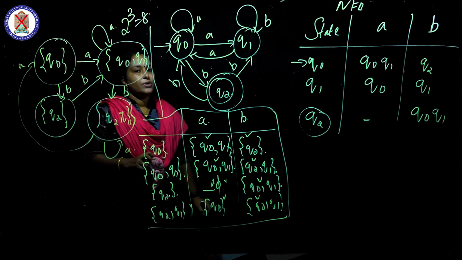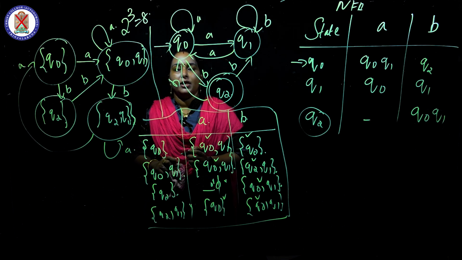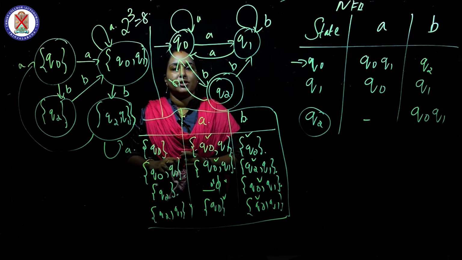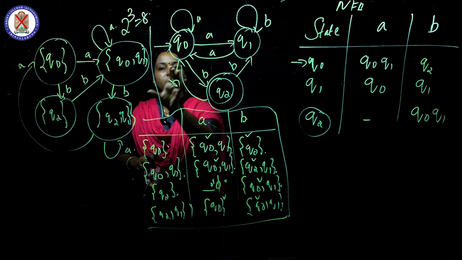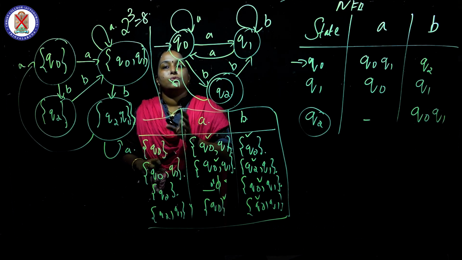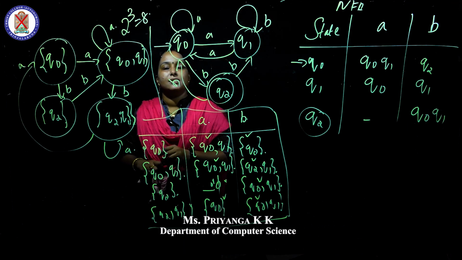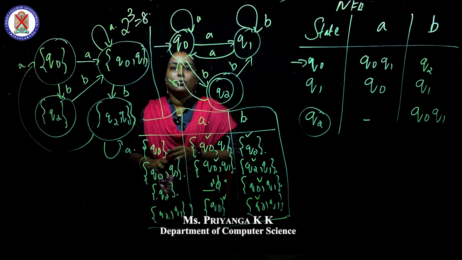By these two examples I think you have an idea how to convert an NFA to a DFA, and also you can see their powers are the same. This machine can be simulated by this one, so these powers are the same, and that is proved by this example. Okay, thank you.